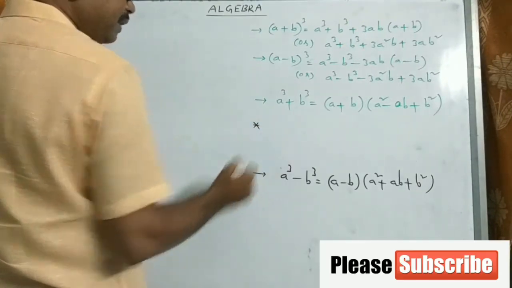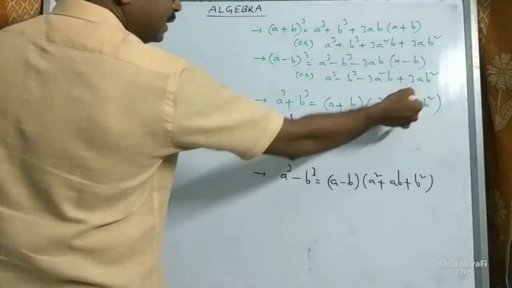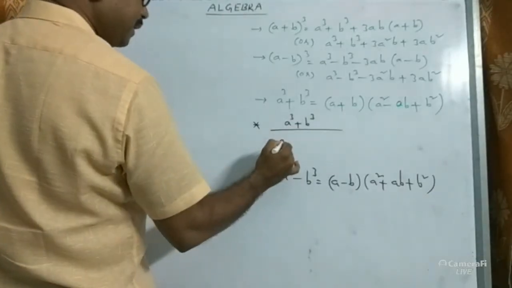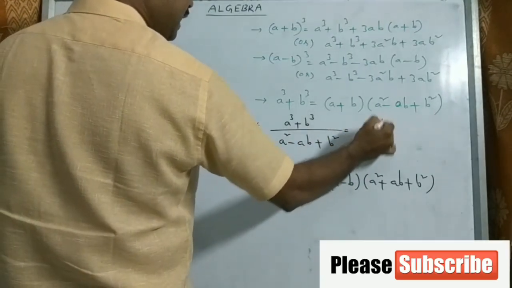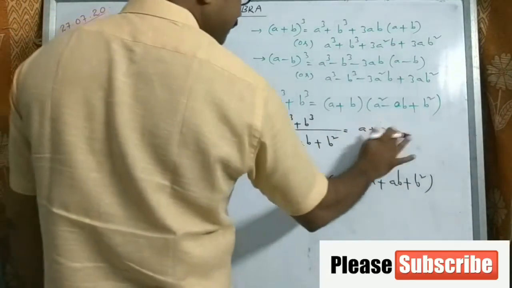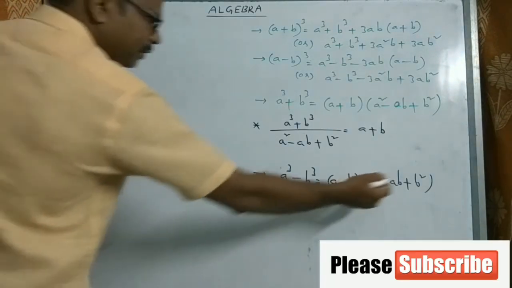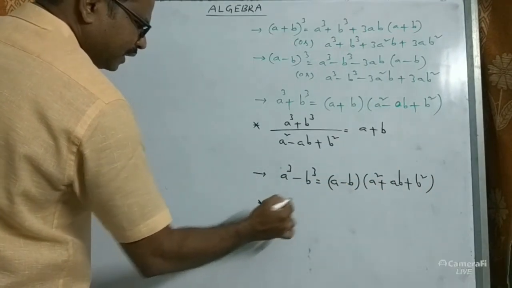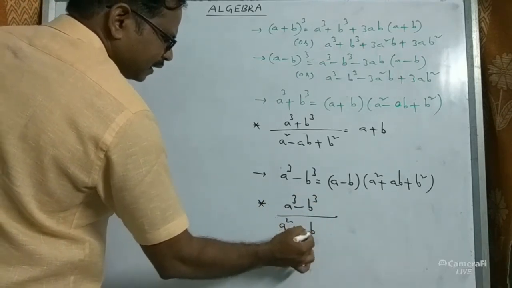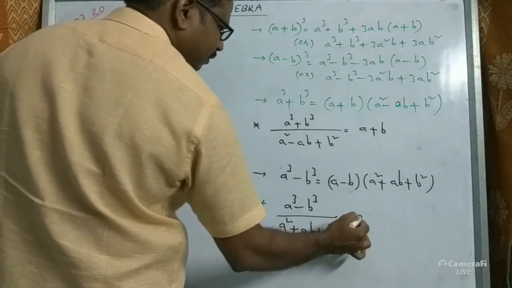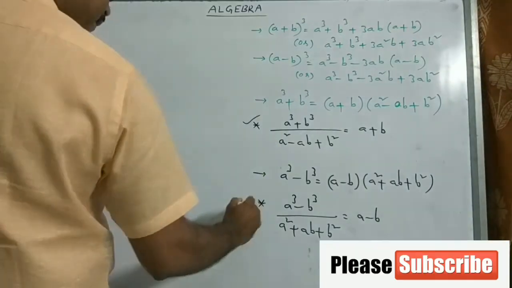Now from this I have one important result. A cube plus b cube, this term if I bring this side, what happens? A square minus ab plus b square equal to, directly you can write, a plus b. Here also if you bring this term this side, then a cube minus b cube by a square plus ab plus b square equal to a minus b. These are the useful formulae.